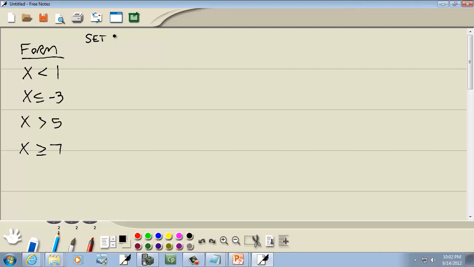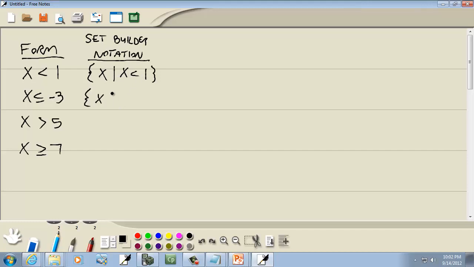We have something called set builder notation. Now I'm going to go ahead and give you all the different forms here. Not all of them are used in each particular problem set. Set builder is easy. We take our form and we put curly brackets around it and we put x with a vertical bar. Now that vertical bar reads such that. So this says a set of all x values such that x is less than 1.